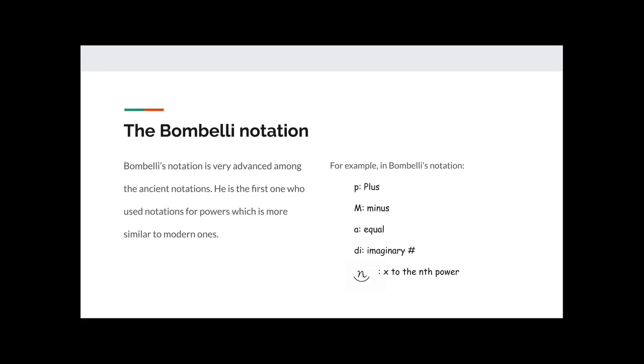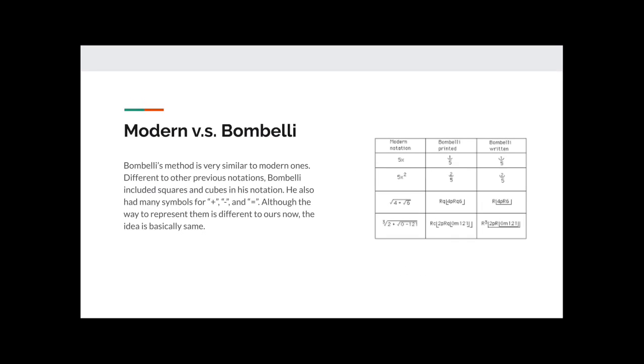for imaginary number. The imaginary number is the square root of -1, which we sometimes use to solve the square problems. Now we use I to represent the imaginary numbers. And for the last one, the n over an arc is x to the nth power. Bombelli's method is very similar to the modern ones we are using now. Different to other previous notations, Bombelli included squares and cubes in his notation.